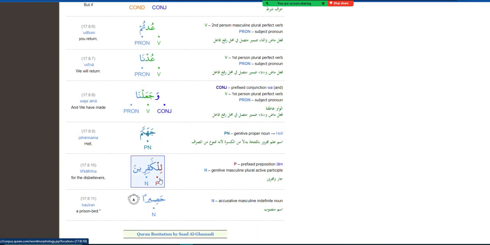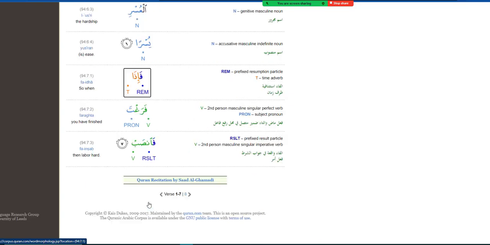وَجَعَلْنَا جَهَنَّمَ لِلْكَافِرِينَ حَصِيرًا. So جَعَلْنَا, and we made Jahannam. Jahannam is maf'ul. We made what? We made Jahannam لِلْكَافِرِينَ حَصِيرًا, for the disbelievers a prisoner. May Allah, do not make us among them. Ameen. Okay, فَإِذَا فَرَغْتَ فَانْصَبْ.